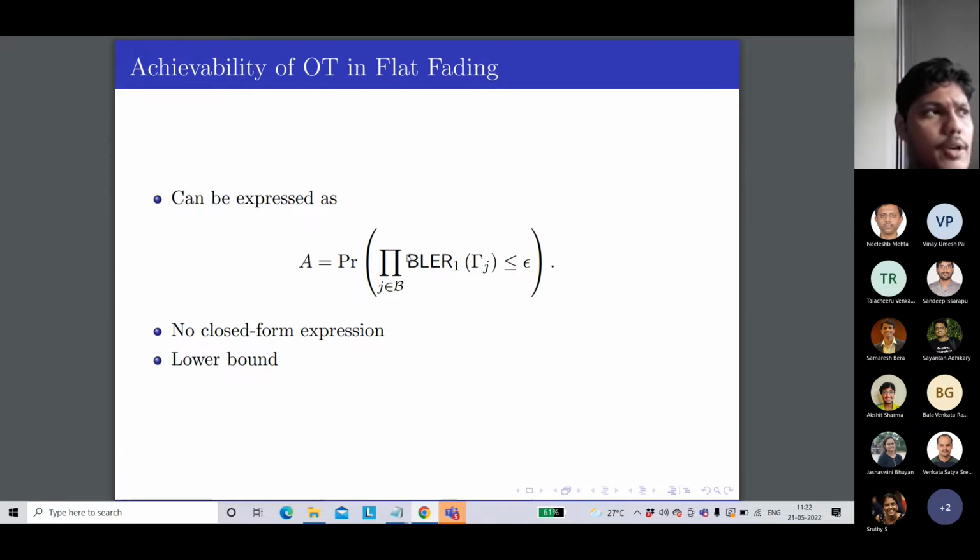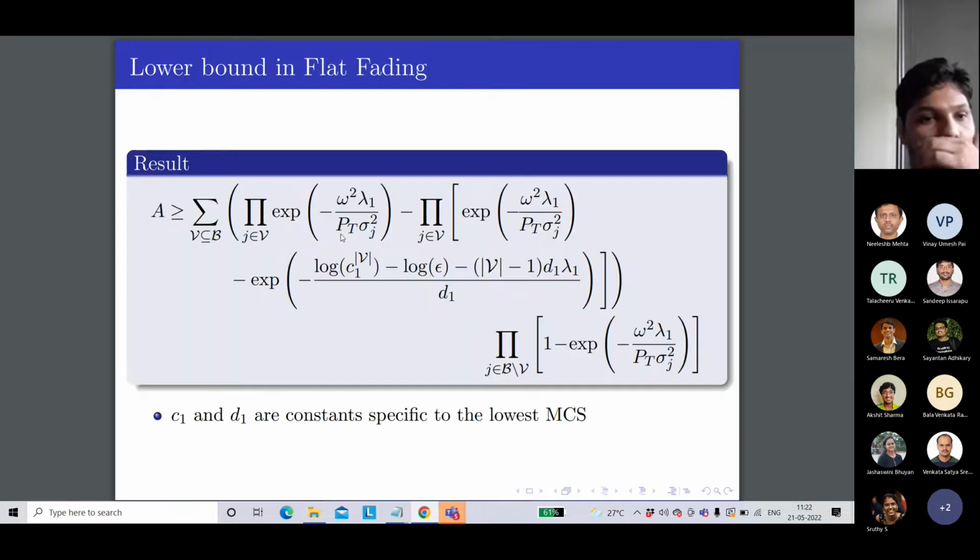We saw the truncated exponential function is only valid if it crosses a certain threshold. So we derive a tractable lower bound to it, and we provide the expressions for both flat fading and frequency selective fading. So this is the lower bound for achievability of OT in flat fading. Here it is given by this expression, and C1 and D1 are constants specific to the lowest MCS. Omega square, P_T are the noise power and transmit power, along with path loss. Lambda 1 is the BLER threshold such that the BLER is less than 1 for the lowest MCS.